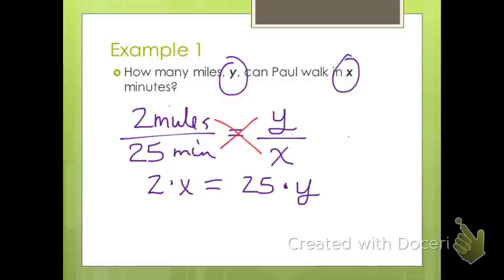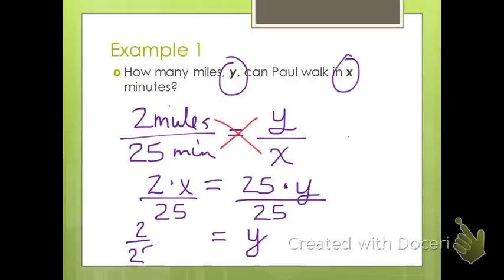Okay, and now I want to write this as y equals something because I want to know how many miles y Paul can walk in x minutes. So I'm going to divide both sides by 25, which is the same as what I did before, and that's going to lead to this equation. On this side I now just have 1y, and over here I've got 2 25ths times x.